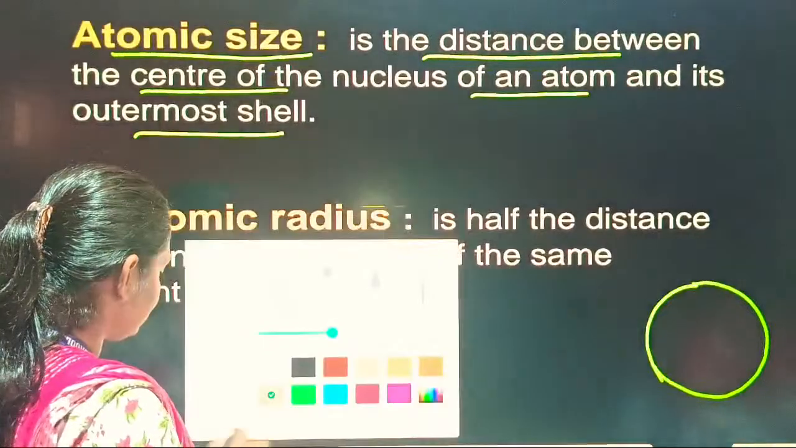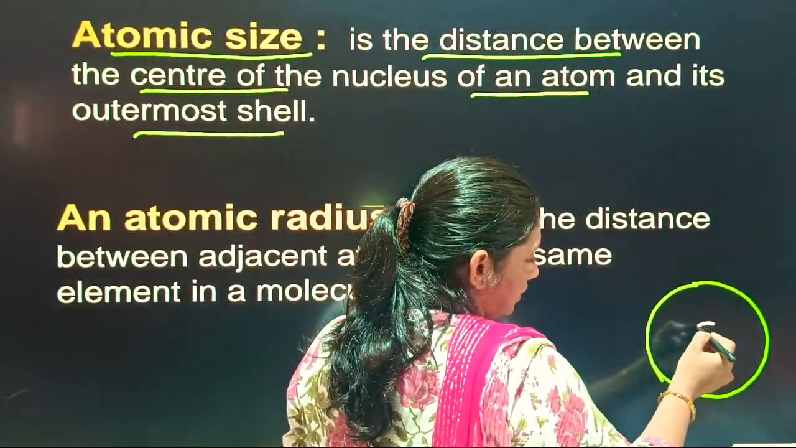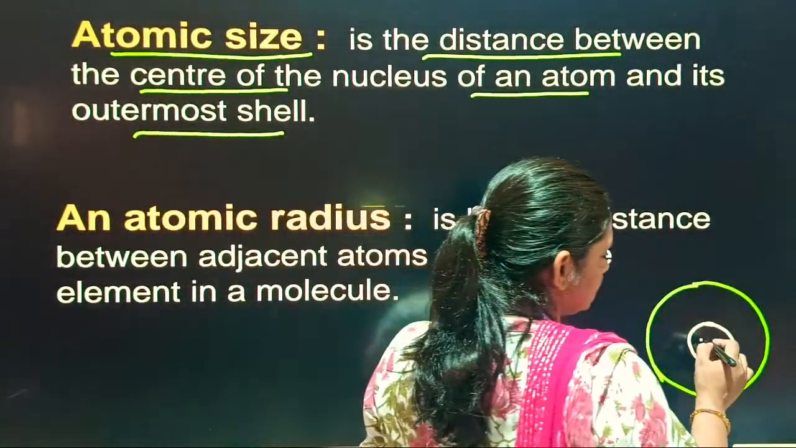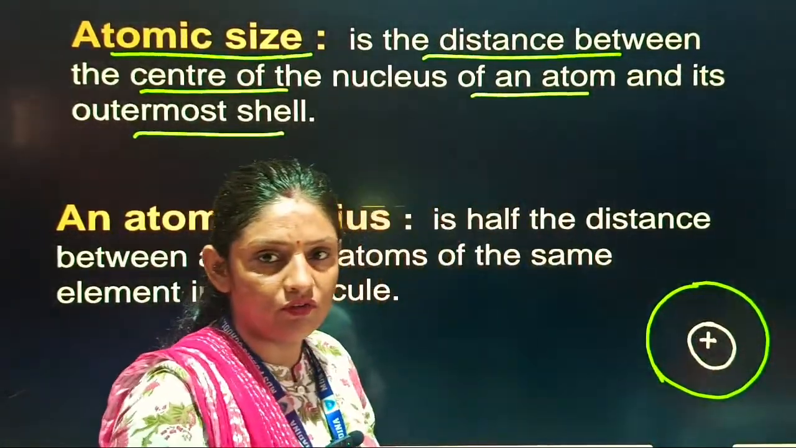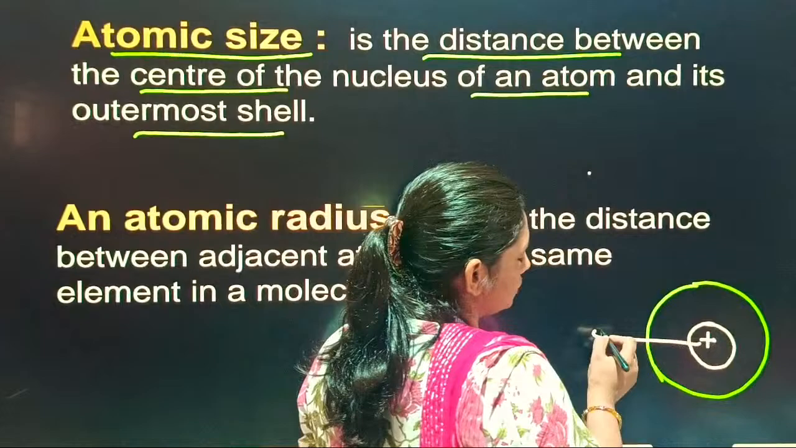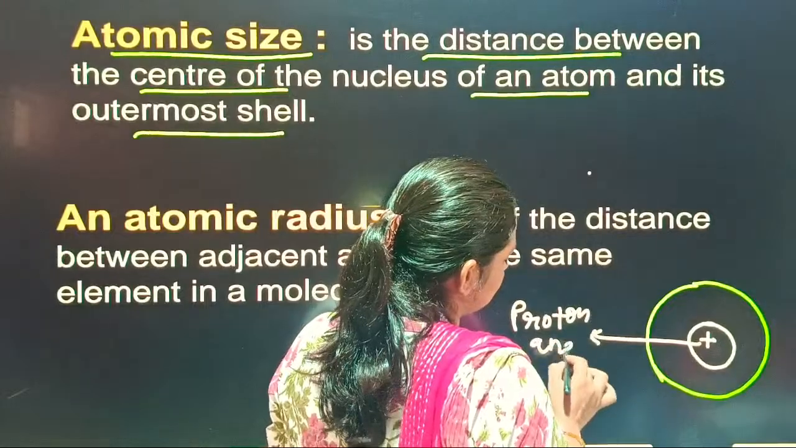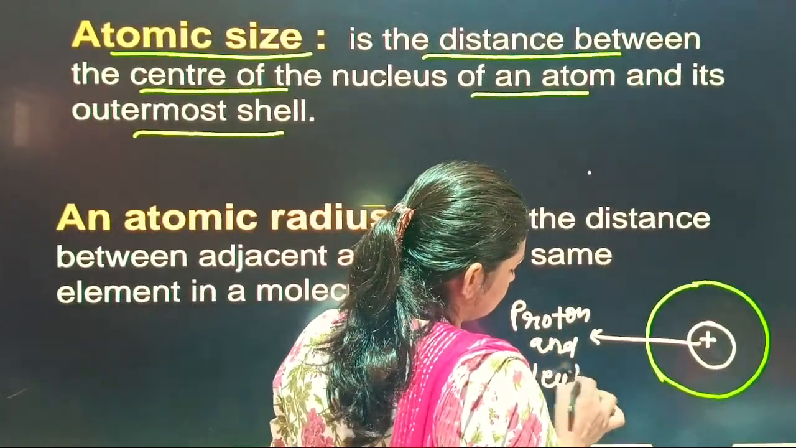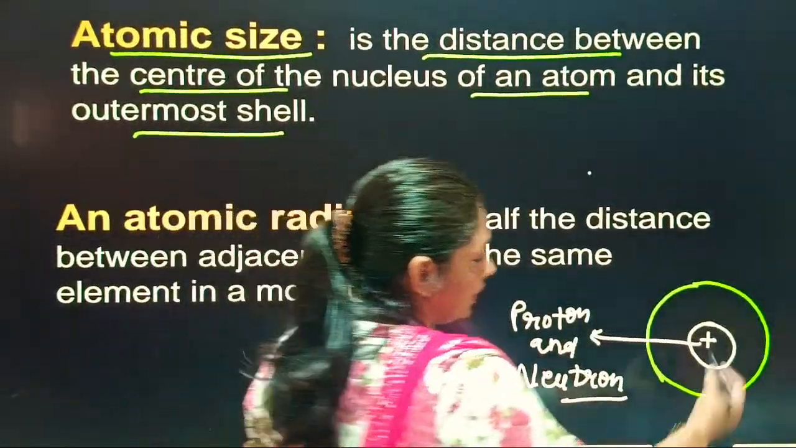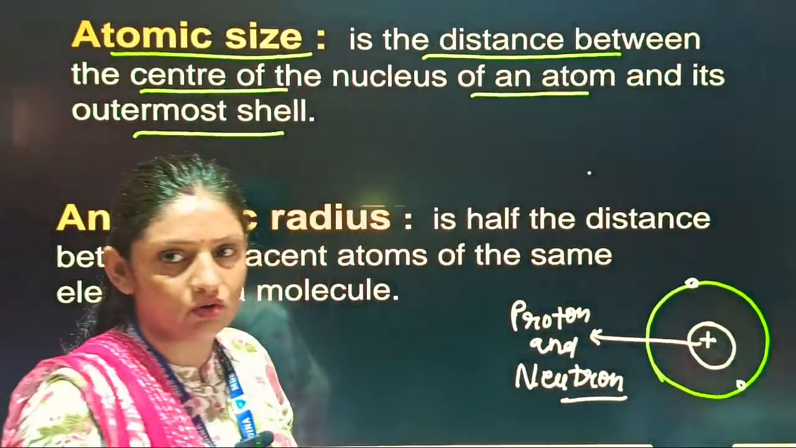Students, for atomic size, first of all you should know about atomic structure. In an atom, there is a nucleus in the center which has a positive charge on it because protons and neutrons are present in the nucleus. And around the nucleus, in different energy levels, electrons revolve.